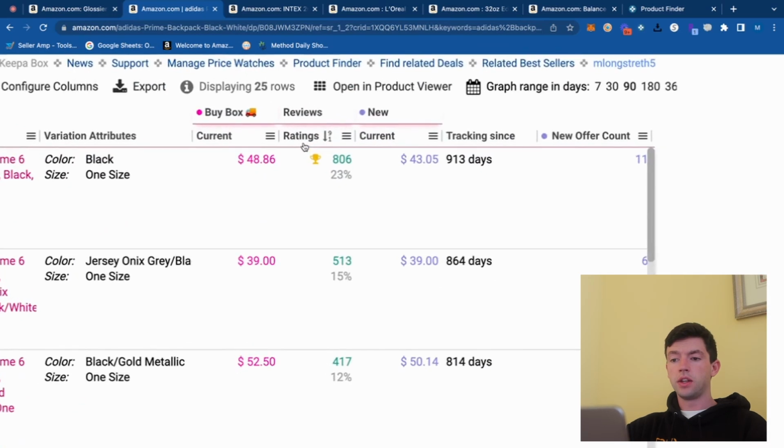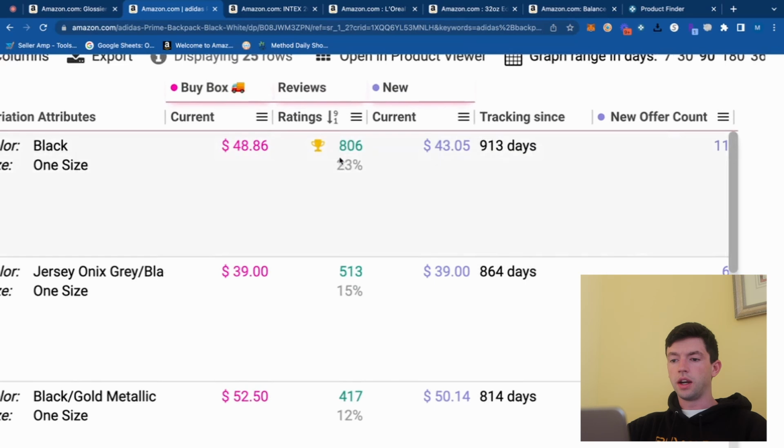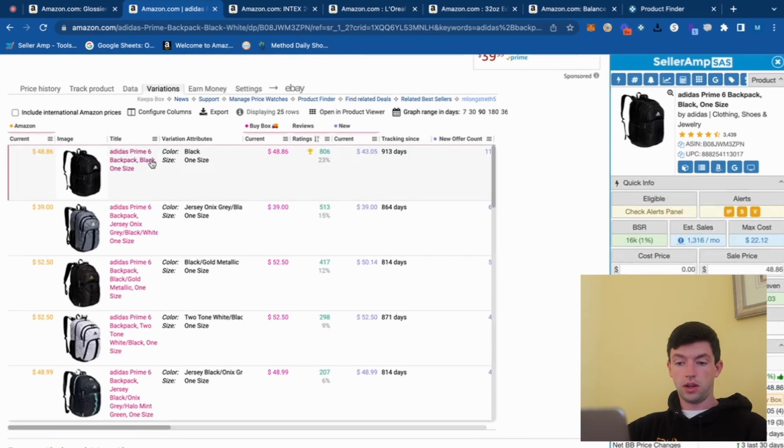Now Amazon doesn't give us data in terms of which sells the quickest, but they do give us data in terms of which has the most reviews. So we can see right here, this black and white one, makes sense that would be selling the quickest. It has 860 reviews, and it has 23% of the lifetime reviews for this listing. And as we scroll down here, it makes sense that a lot of the basic colors are selling the quickest. You're going to see that's the case on most listings.